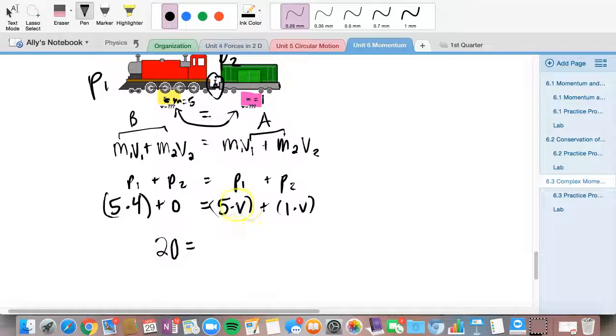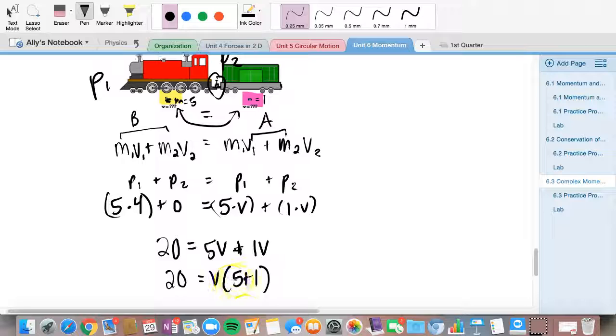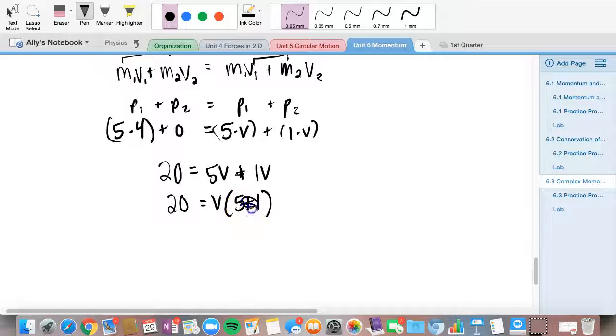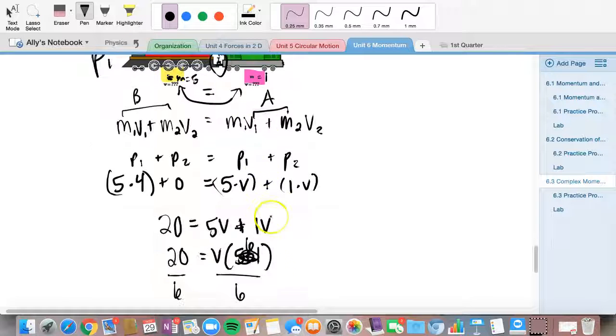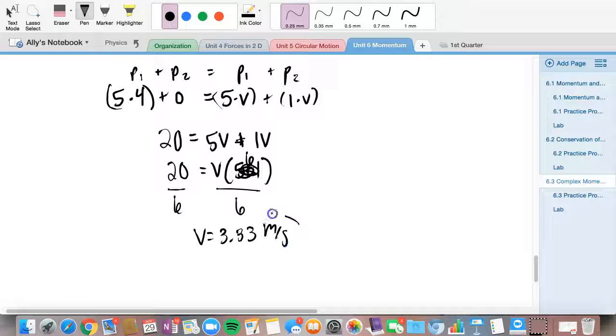So when I solve this out, I do 5 times 4 plus 0, and I get 20. When I do this, I get 5v plus 1v. Okay, let's take out the v, so we get 5 plus 1. That's basically 6, obviously. Let's change that to 6. So then we get rid of the 6. So 20 divided by 6 is going to give me my velocity, which is 3.33. And they gave us meters per second. So that's our answer, 3.33 meters per second.